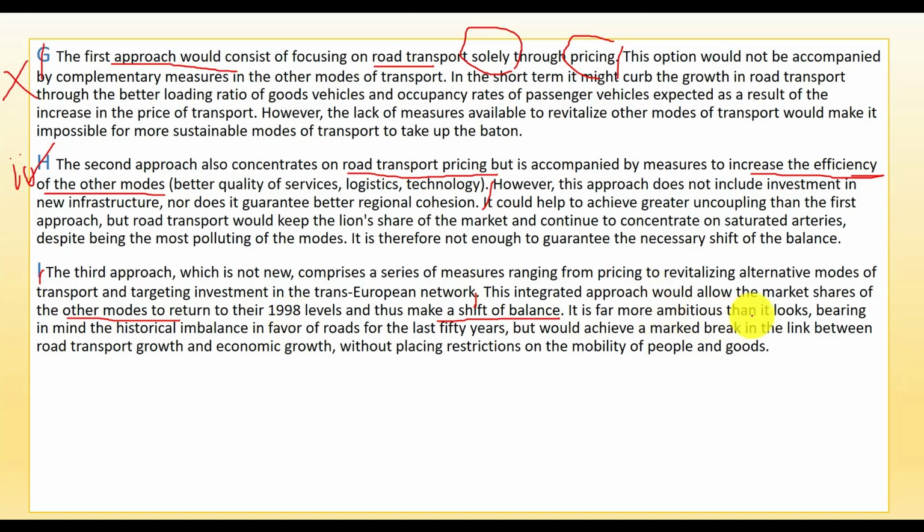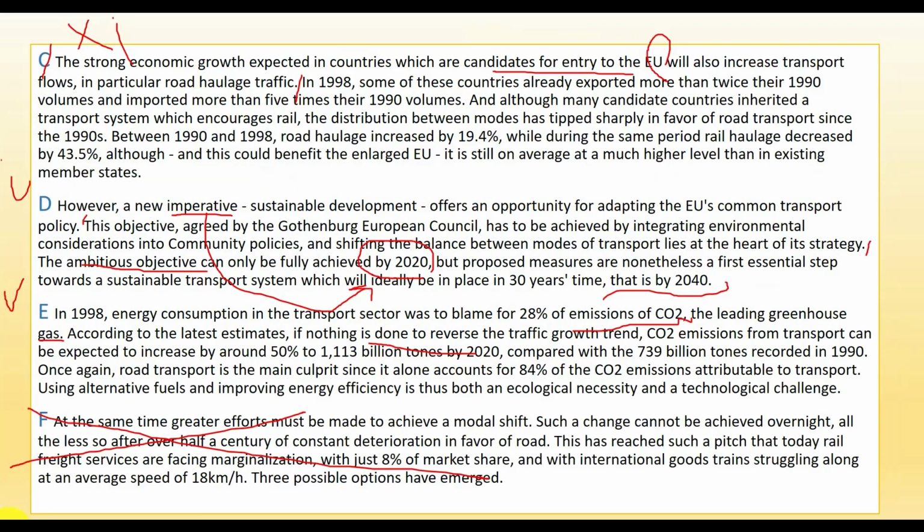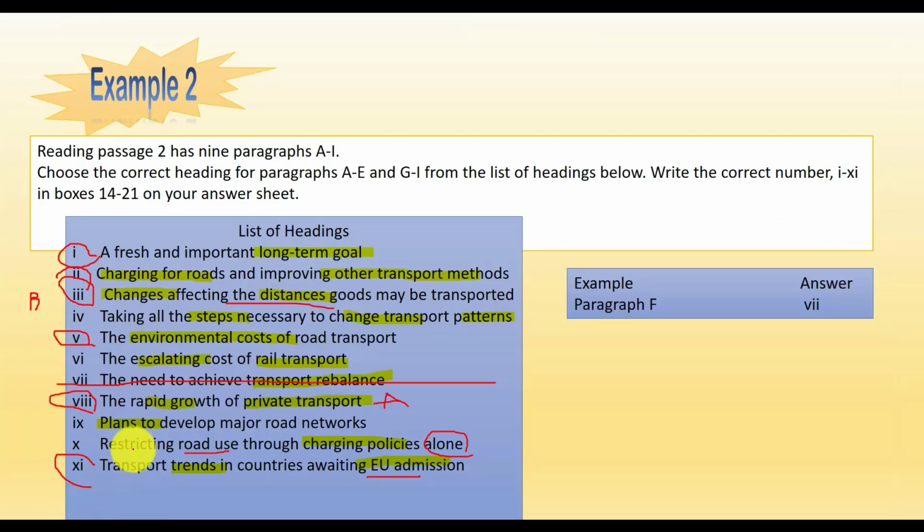It is far more ambitious than it looks, bearing in mind the historical imbalance in favor of roads for the last 50 years, but would achieve a marked break in the link between road transport growth and economic growth, without placing restrictions on the mobility of people and goods. It is something to do with other transport returning to their previous levels, a shift of balance is some change. Let's go back to our options.